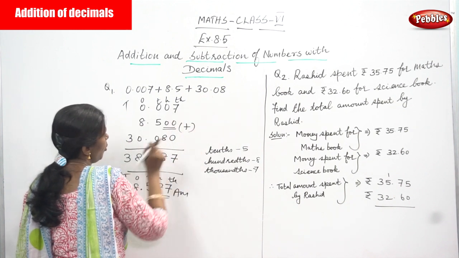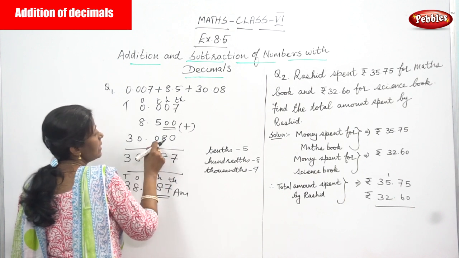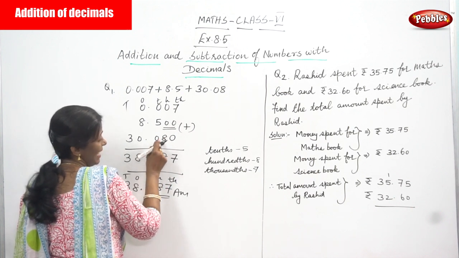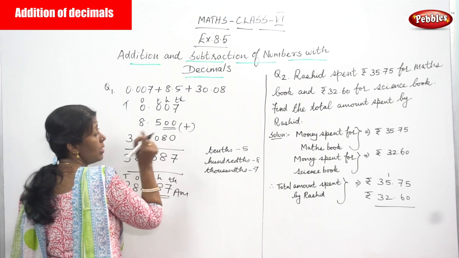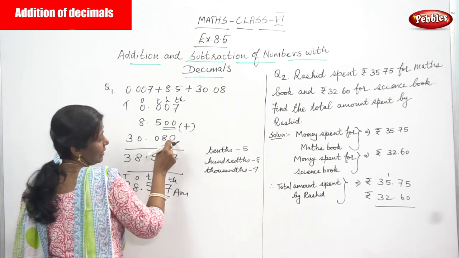Then 30.08 becomes 30.080, because 08 is tenths and hundredths, and there is no number in the thousandths place. That is the only reason I wrote 0.